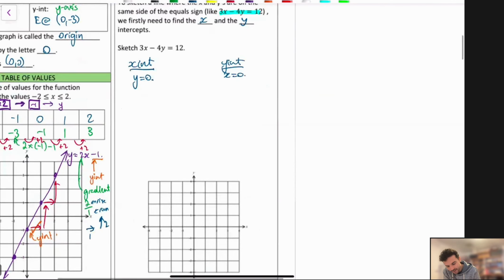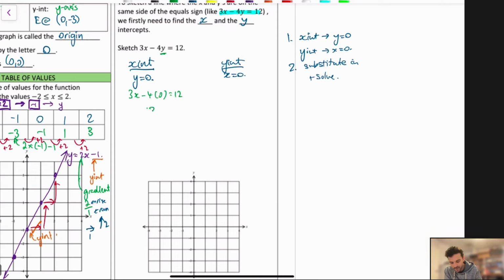Next step is we plug in. So x-intercept, y is equal to 0. And y-intercept, x is equal to 0. I'm going to use the word substitute in and solve. So here we go. Y, just there, is going to be replaced with a 0. So here we go. 3x take 4 times 0 is equal to 12. Then we notice that that bit cancels. So x must be 4.